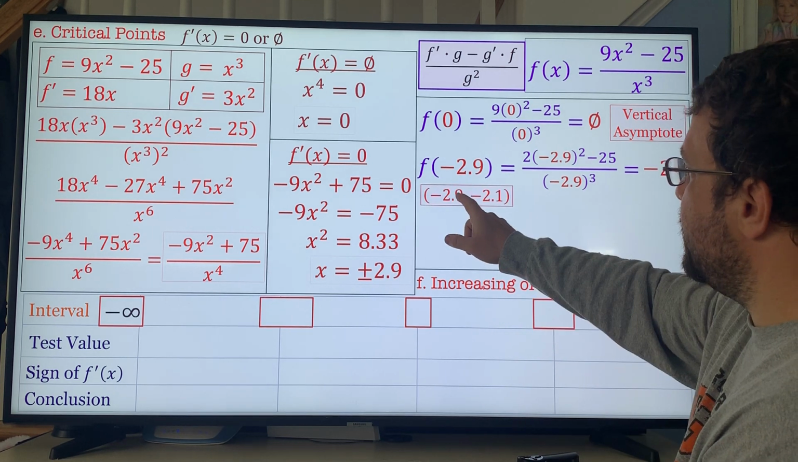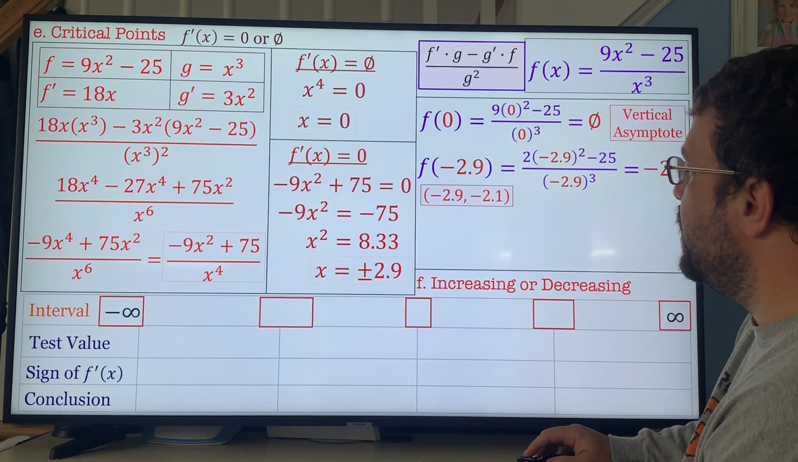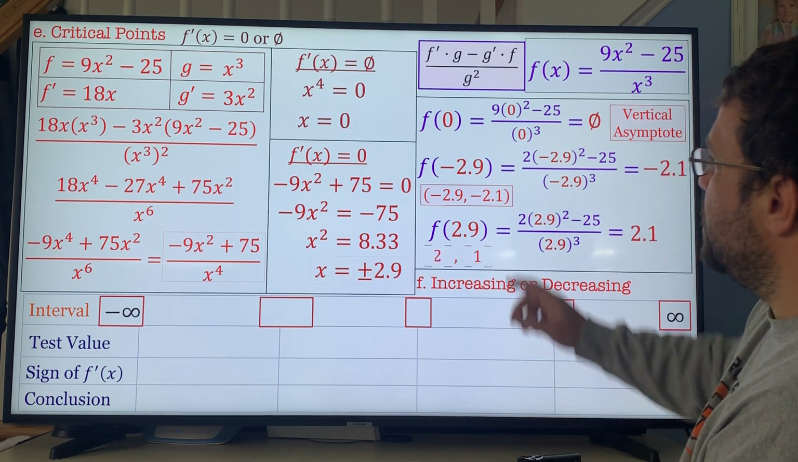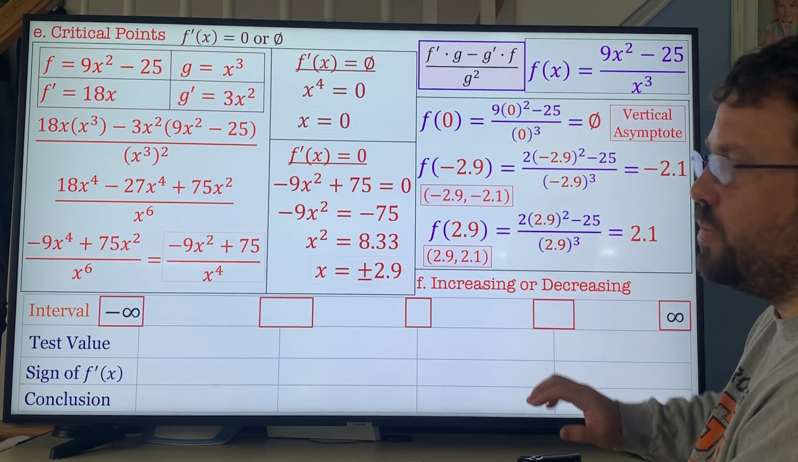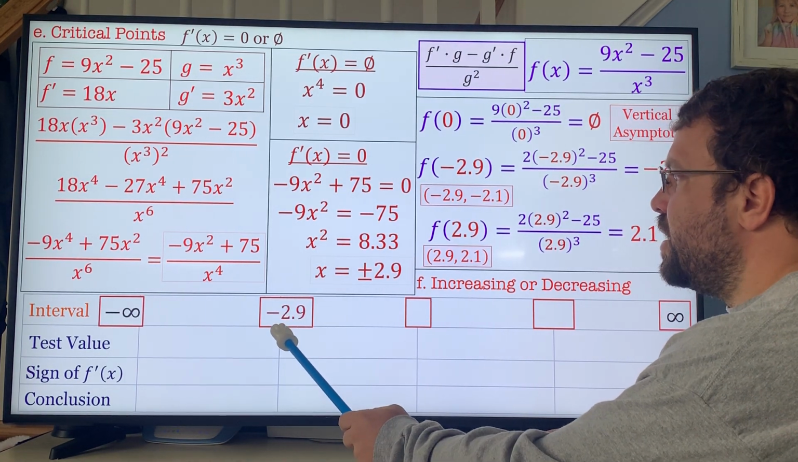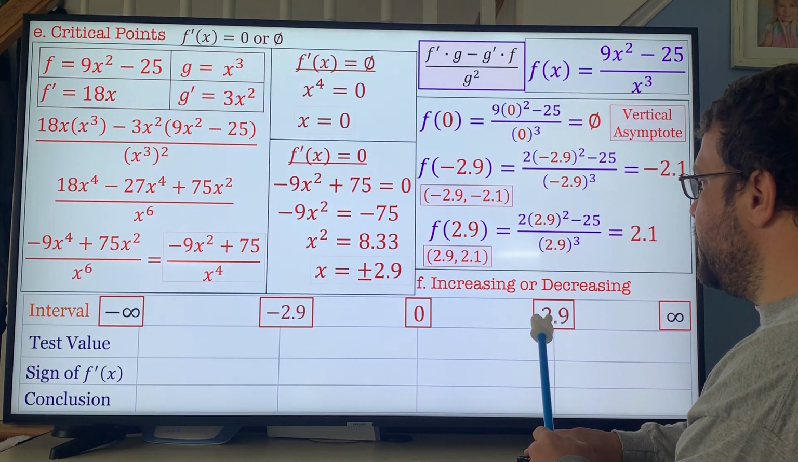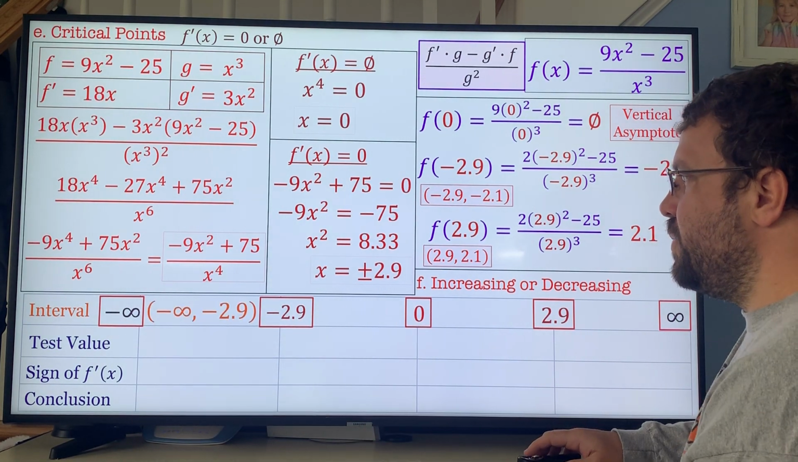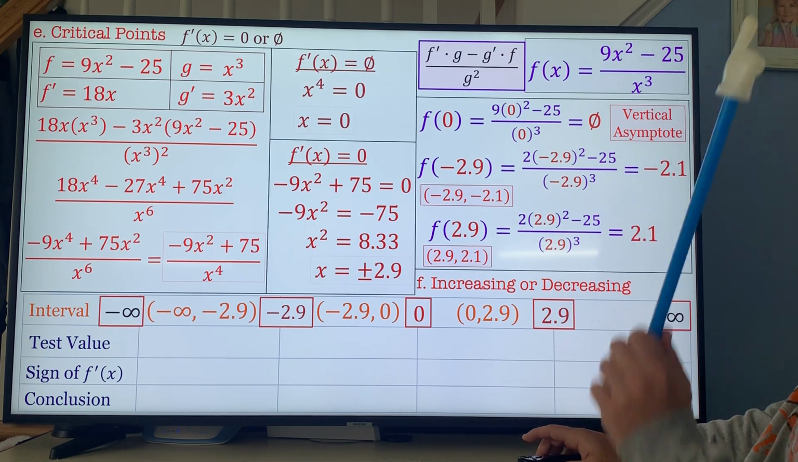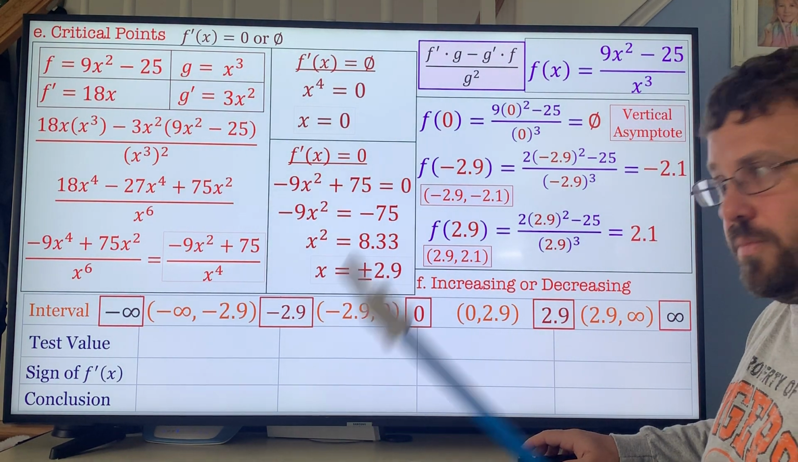So my point is negative 0.29, negative 0.21. When I plug a positive 0.29 in here, I get positive 2.1. So my other critical point is 2.9, 2.1. All numbers work: negative 2.9, 0, 2.9. Negative infinity to negative 2.9, negative 2.9 to 0, 0 to 2.9, 2.9 to infinity. Doing good?